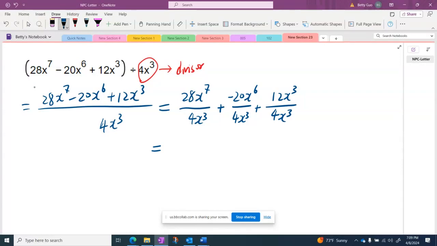The first quotient, 28 over 4, is 7. x to the 7th power over x to the 3rd power, 7 minus 3, is 4. Second part, negative divided by positive, negative, -5, x cubed. 6 minus 3 is cube, right? And the last one, 12 divided by 4 is 3, x cubed will cancel x cubed. This question looks familiar.